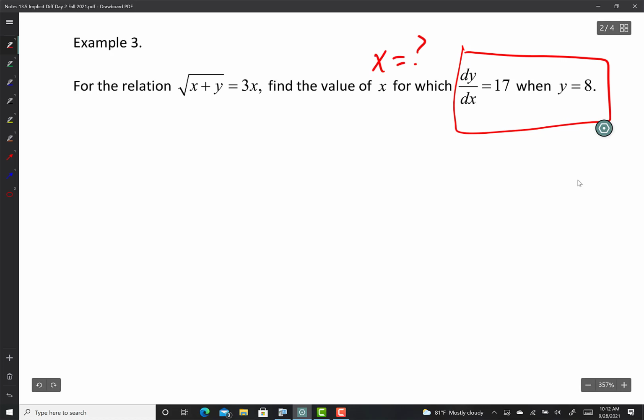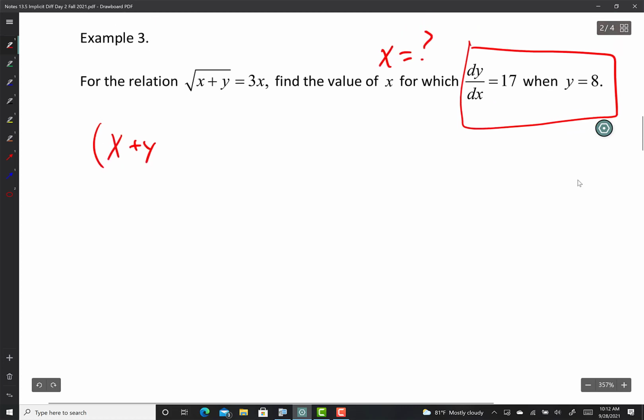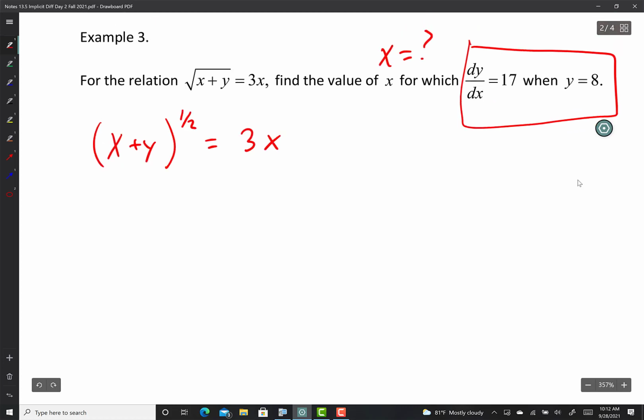Okay, so let's rewrite it. I haven't taken the derivative yet. I'm just rewriting it. I might need a lot of space. Okay, good. x plus y to the half equals 3x. I haven't done anything. I just did algebra and reworded in terms of my laws of exponents, right? Square root is the same thing as to the half.